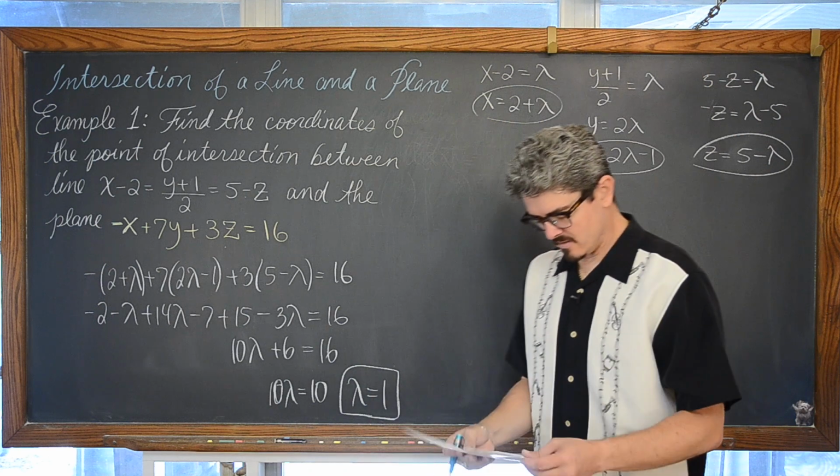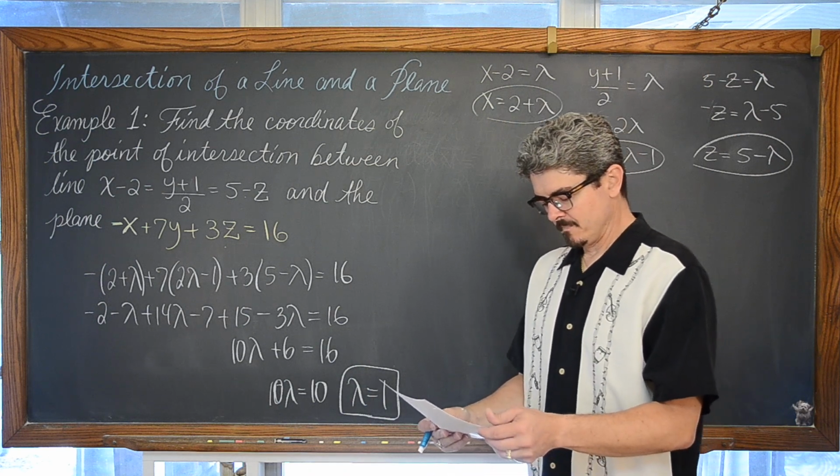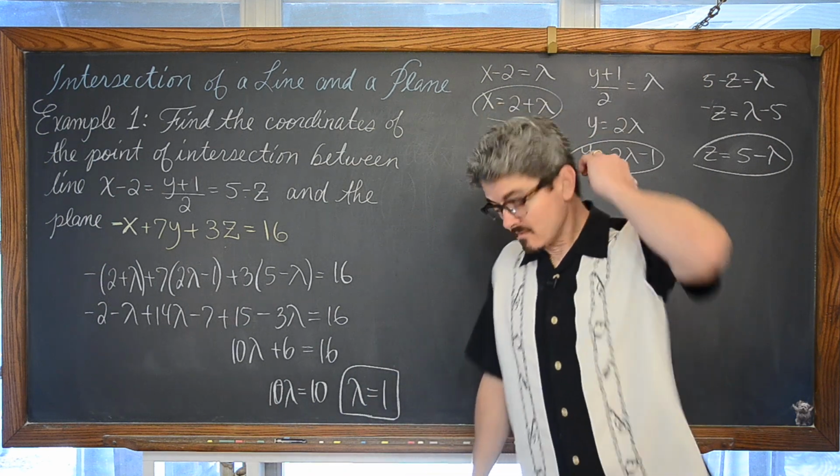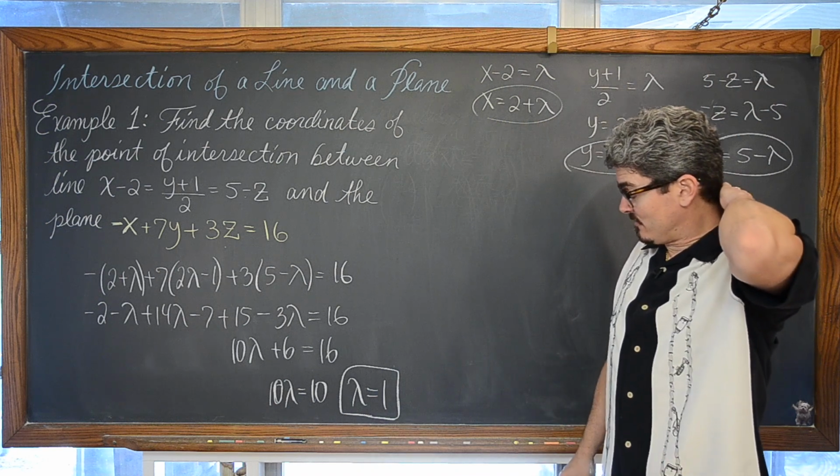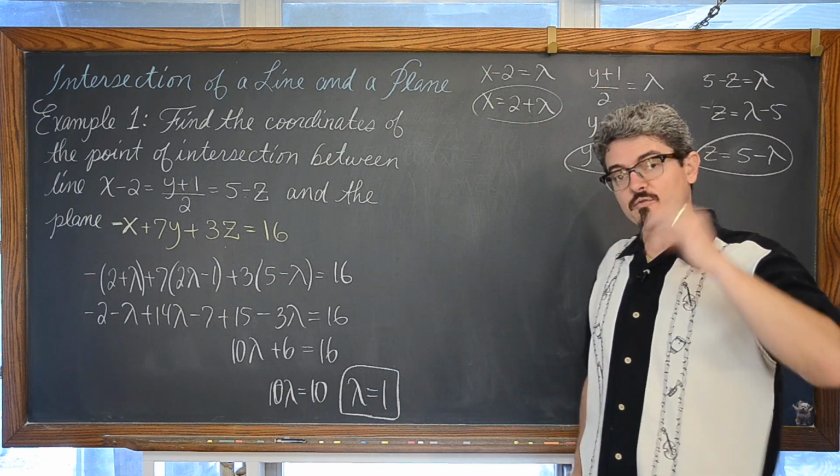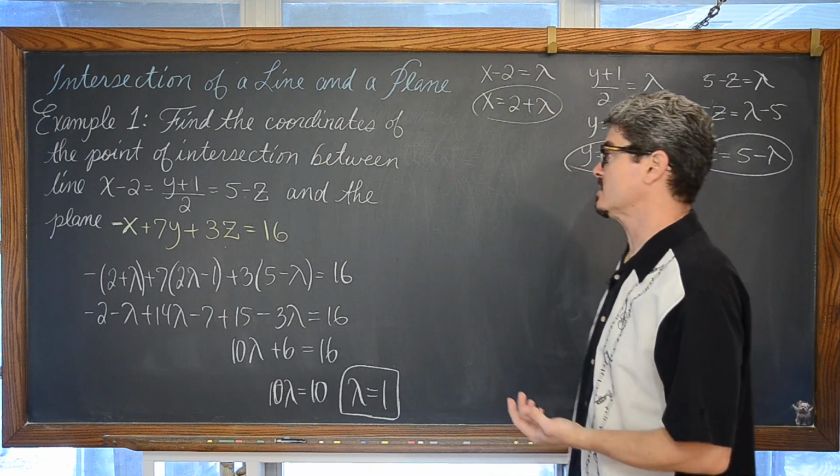Make sure that that is how I wrote this out. Now, don't get too excited. The question did not say find lambda or alpha or beta. It said find the point of intersection.